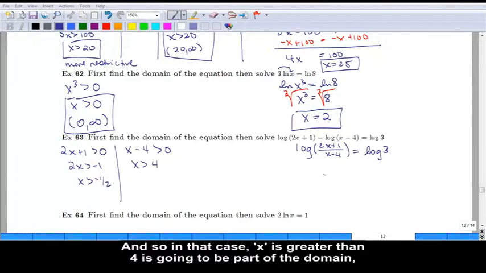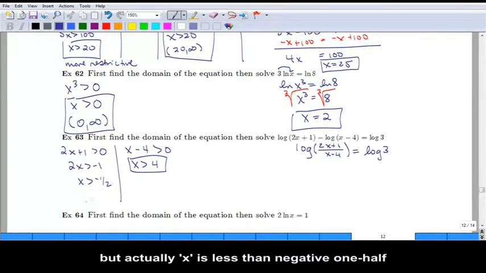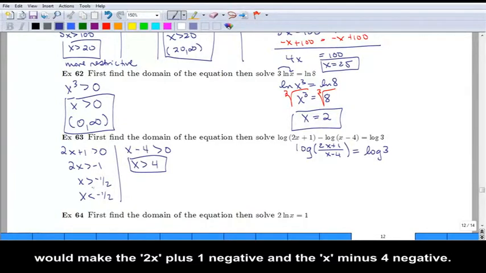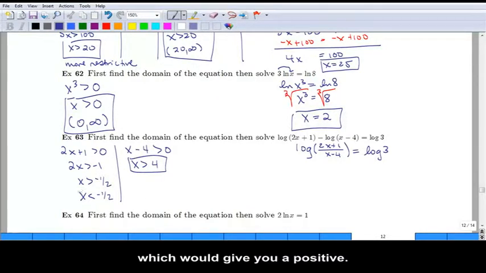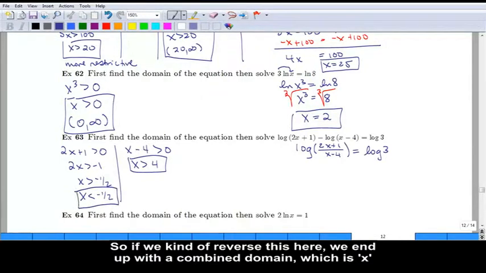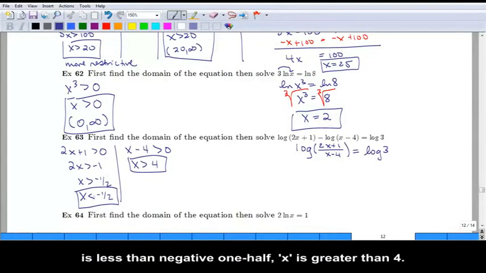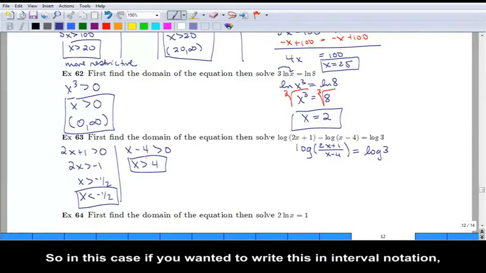And so in that case, x is greater than 4 is going to be part of the domain, but actually x is less than negative 1/2 would make the 2x plus 1 negative and the x minus 4 negative, and so again you'd have that negative divided by a negative, which would give you a positive. So if we reverse this here, we end up with a combined domain, which is x is less than negative 1/2, x is greater than 4.